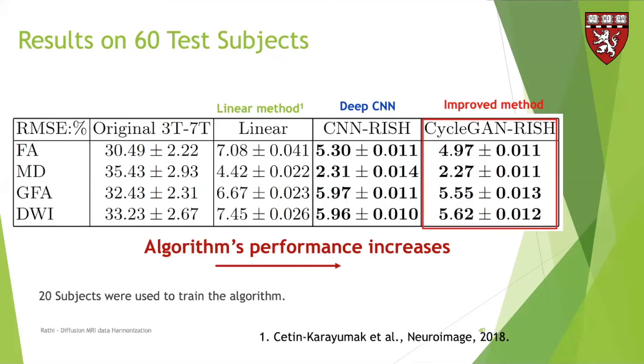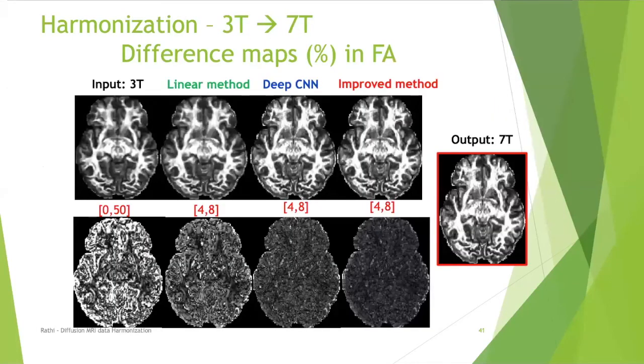This looks promising, basically. These are some of the difference maps, which is definitely important to see, because what you can see is the difference map in our percentage difference in FA. While you can see some structure in the linear method, with the deep CNN there is very little. And with this new cycle GAN, the difference map at the bottom right here looks to be pretty much noise. There is not much of a structure there.